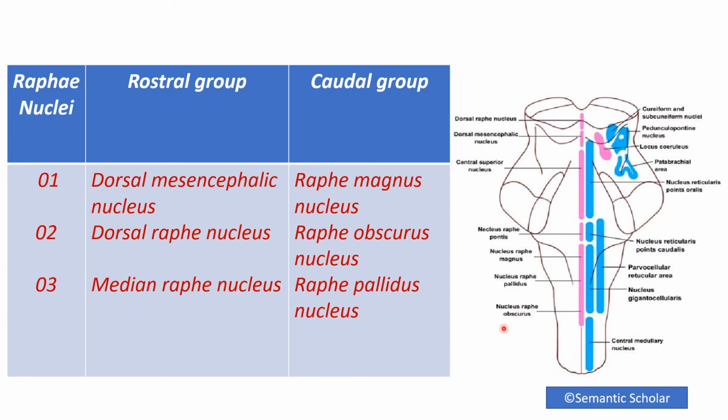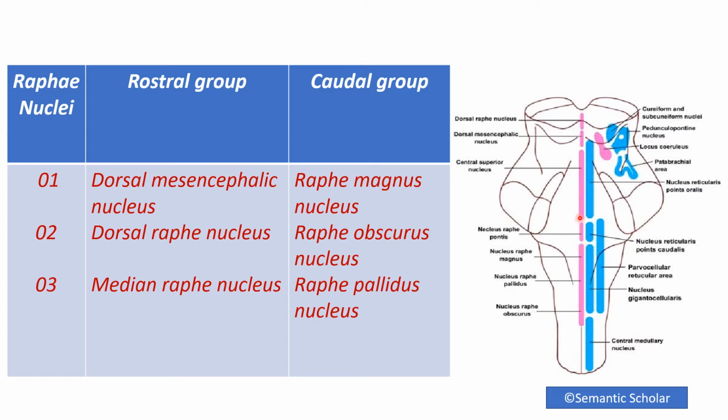So what are the different Raphe nuclei or the median nuclei? They are multiple. We'll be focusing on some important ones. There is the rostral group or the upper group and the caudal group. In the caudal group, we have the Raphe obscurus nucleus, then the Raphe pallidus nucleus, then the Raphe magnus nucleus. So Raphe obscurus, Raphe pallidus and Raphe magnus nuclei.